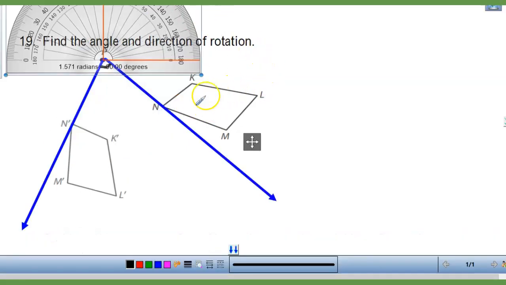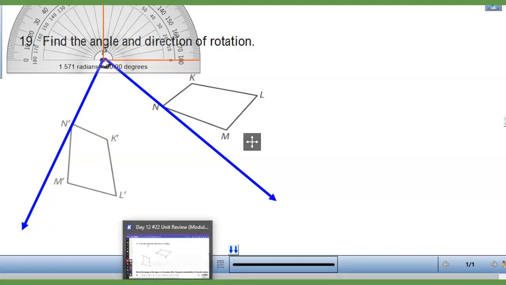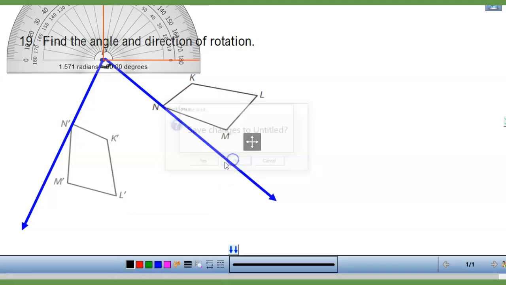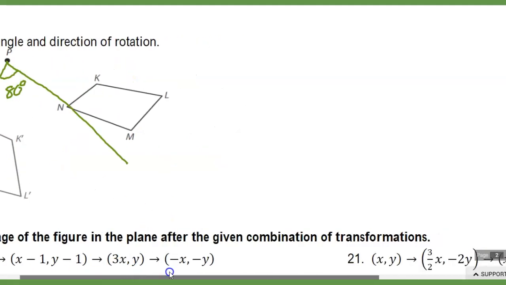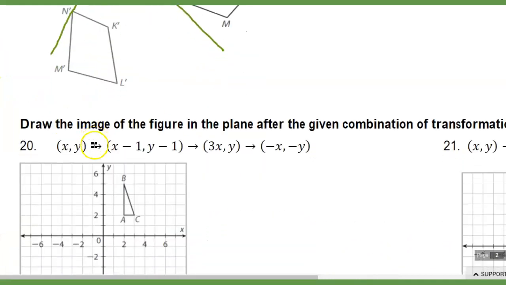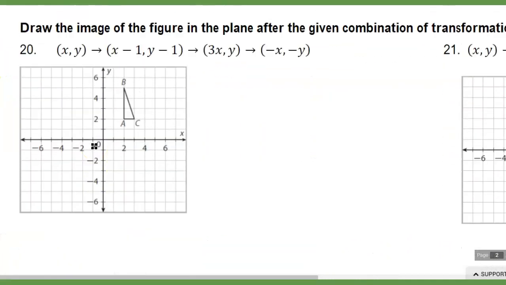So we're going to go with 80 degrees. Close this. Okay. And I just did this, and found out that this was 80 degrees, roughly. Okay, let's continue on to number 20. Here we have multiple transformations. We just have to be careful and write out a table when we're doing these to make sure everything is perfectly accurate.